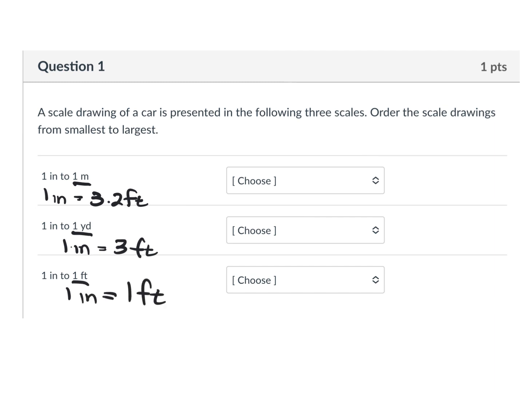So remember, the smallest drawing is going to have the biggest scale. So my biggest scale, my biggest number here is 3.2, so that's going to be smallest. Then 3, that's going to go in the middle. And then 1 foot, that's going to be the biggest.